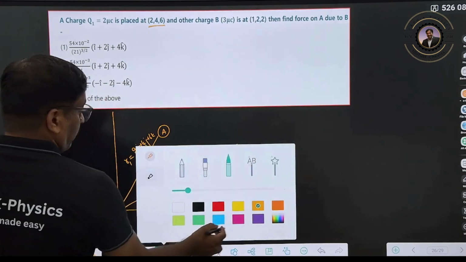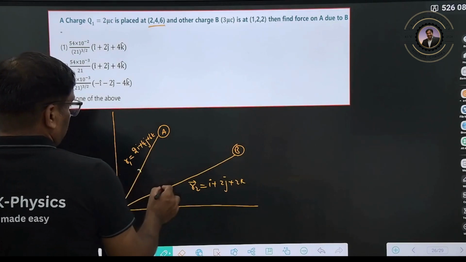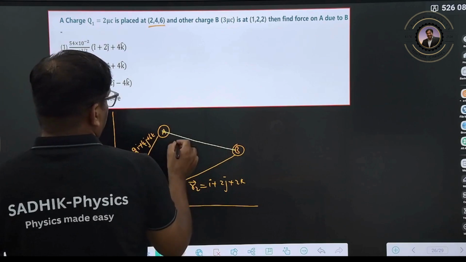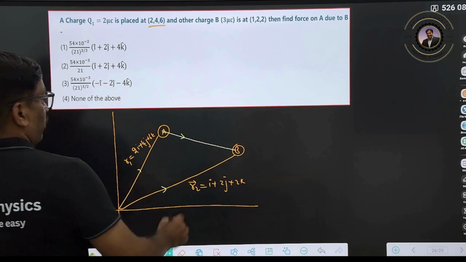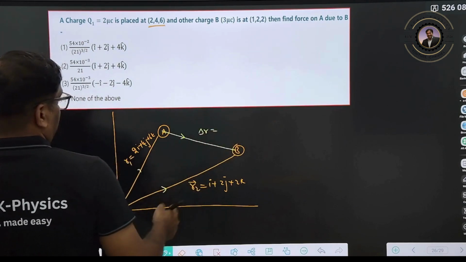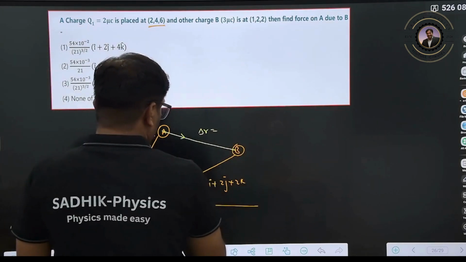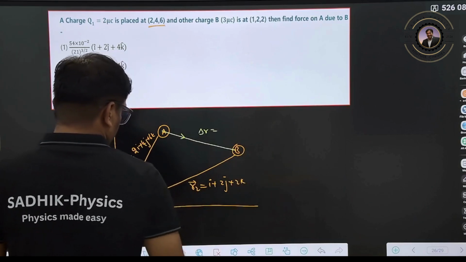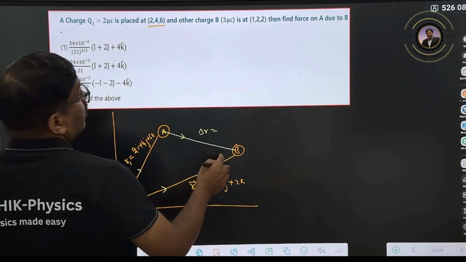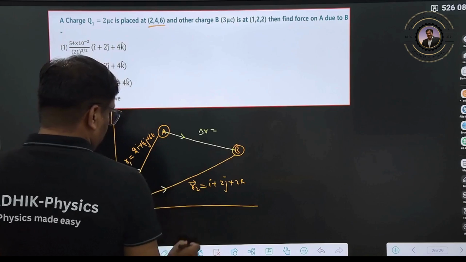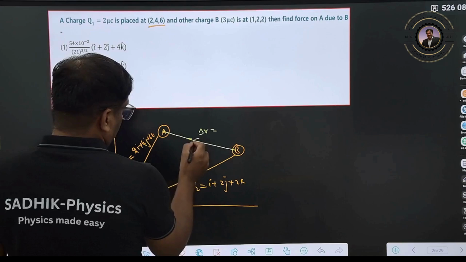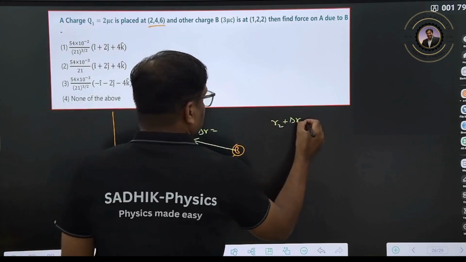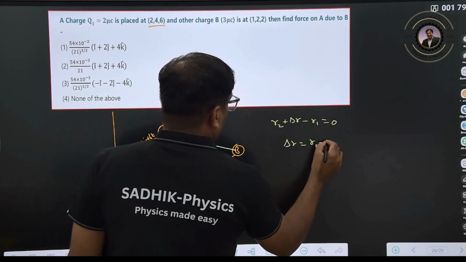Now, what is asked? Find the force on A due to B. That means the force on A due to B. Therefore, you can rewrite this with delta R. What can you write for delta R? By the triangle law of vectors, R2 plus delta R minus R1 is equal to 0. So delta R is equal to R1 minus R2.